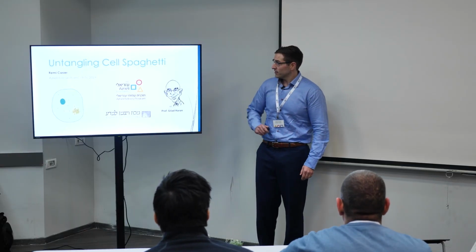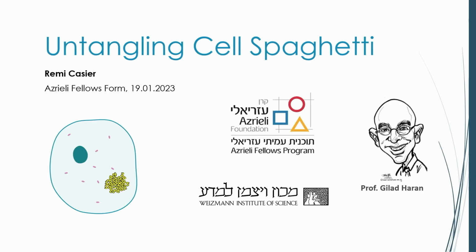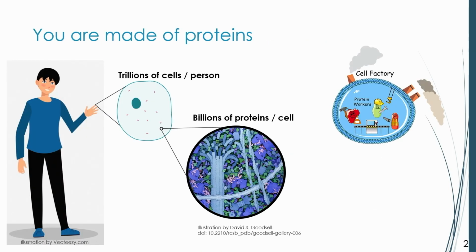So today I want to talk to you about cell spaghetti. What is it and why does it need untangling? Each one of your bodies is made up of trillions of cells. And inside each one of these tiny cells are millions to billions of proteins that exist in a very crowded environment. If you could look inside, it might look something like this image in the middle.